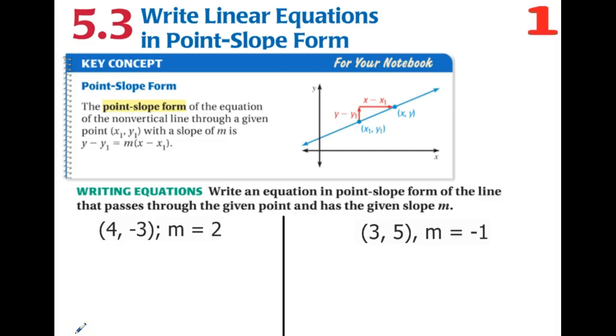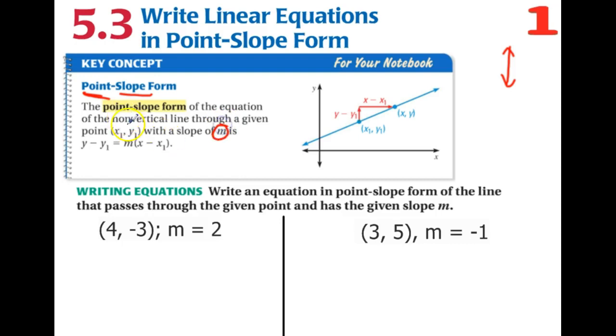Good morning. Today we are writing linear equations in point-slope form. This is a new form that we have not seen before. It's called point-slope form because we're incorporating a point and a slope. So it says the point-slope form of the equation of the non-vertical line, so not a vertical line, through a given point x1, y1 with the slope m.